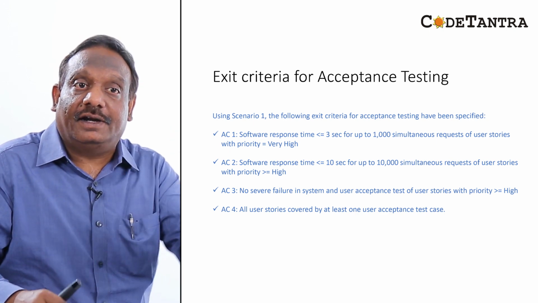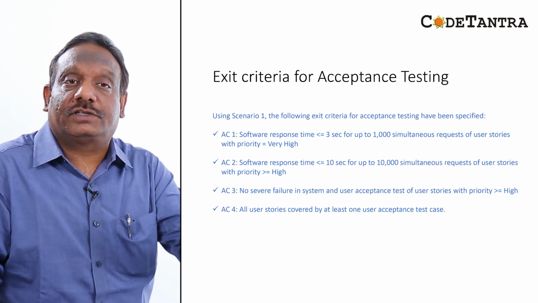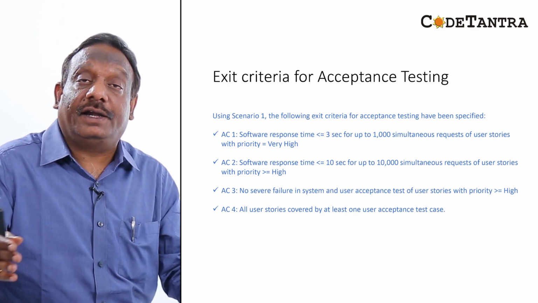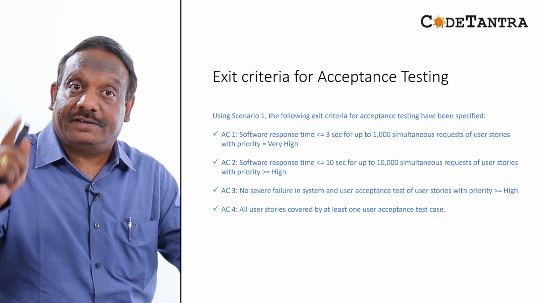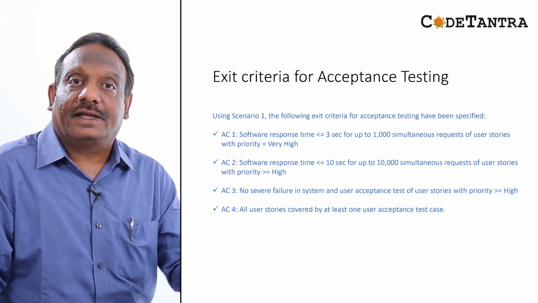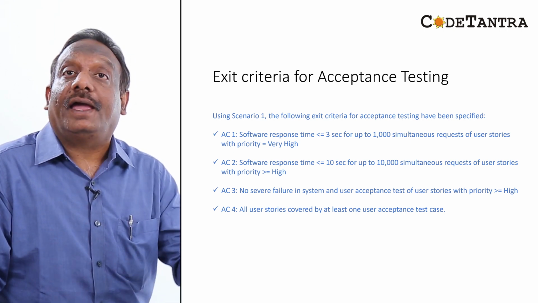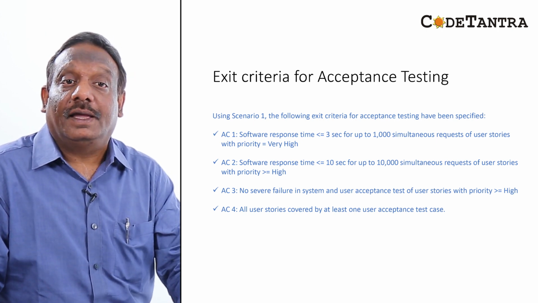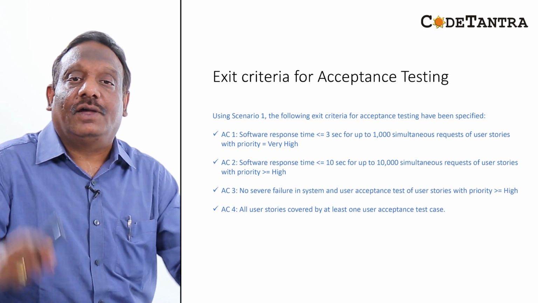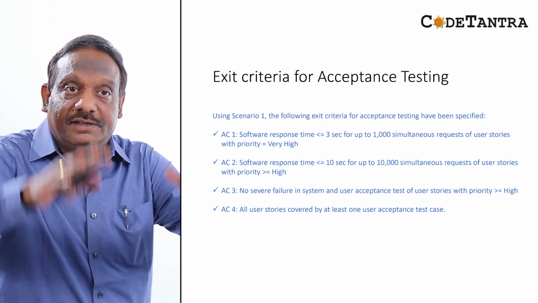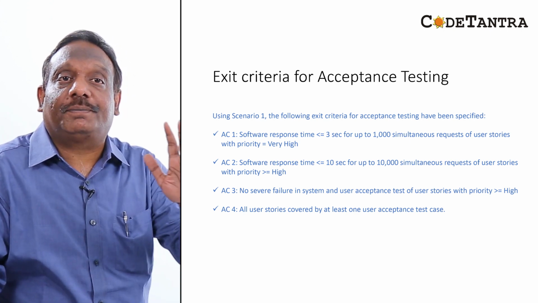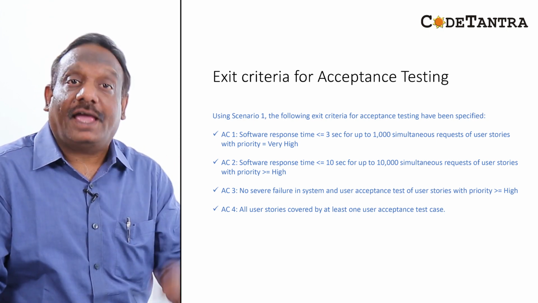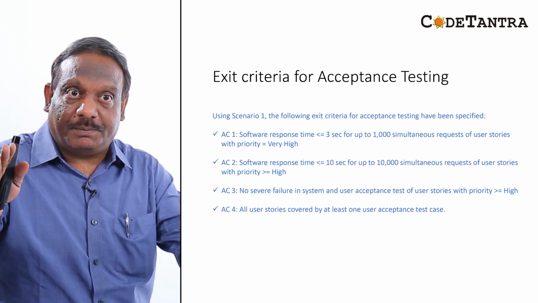And also the third acceptance criterion is no severe failure in system and user acceptance test of user stories with priority greater than or equal to high. And the fourth acceptance criterion is that all user stories must be covered by at least one user acceptance test case. These are the acceptance criteria that have been set by you for the purpose of acceptance testing. So keep this in mind.